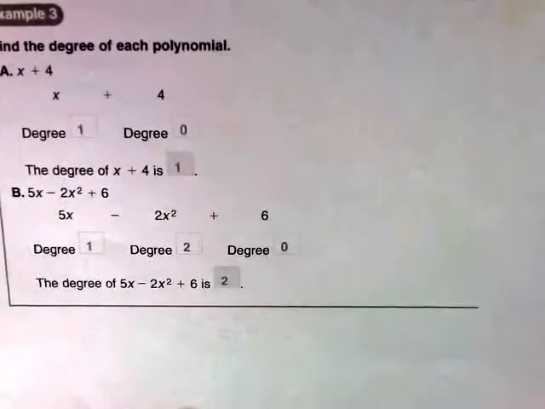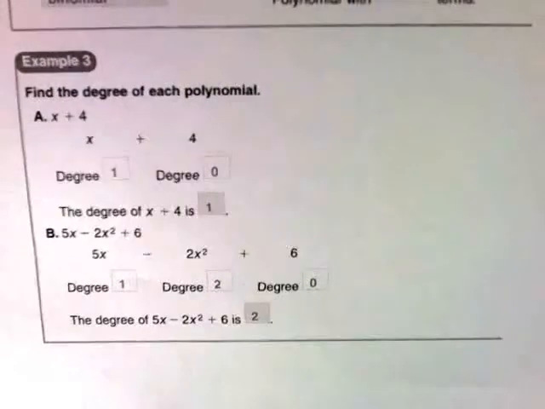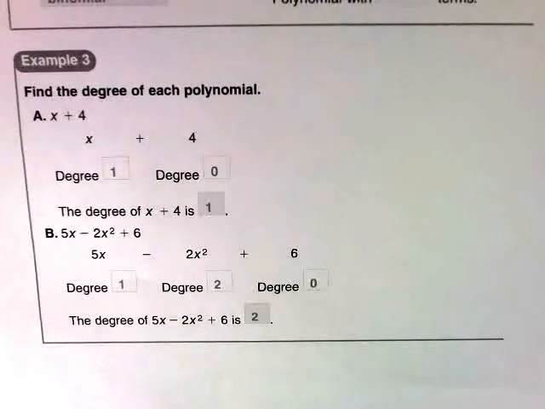All right, let's go and take a look at number 3. In number 3, they're asking me to find the degree of each polynomial. Now, the degree is simply all about the exponents on whichever part of the polynomial we want to look at. We're looking for the greatest one.